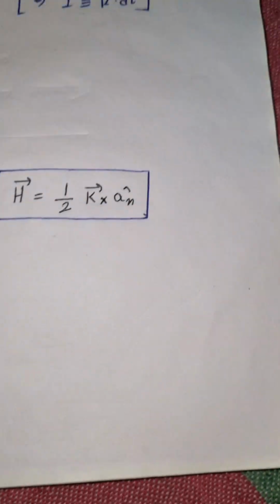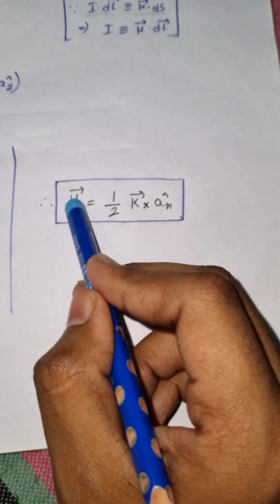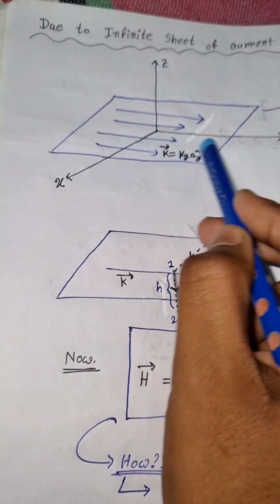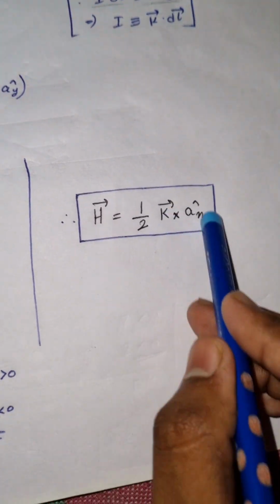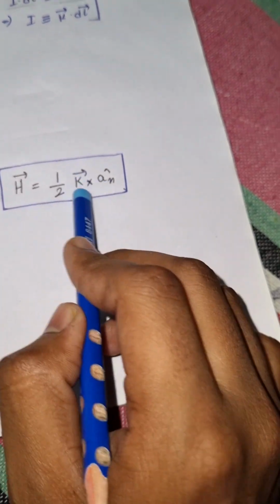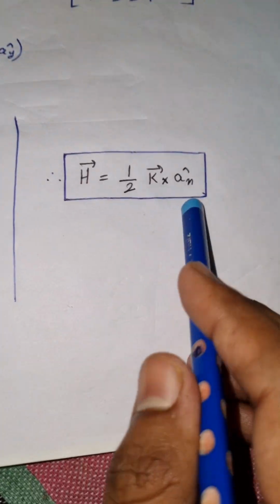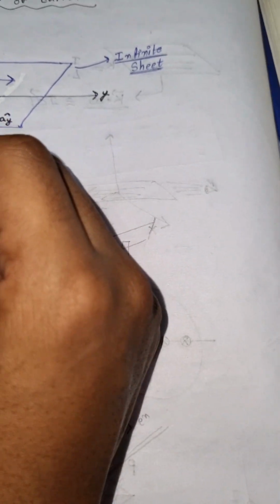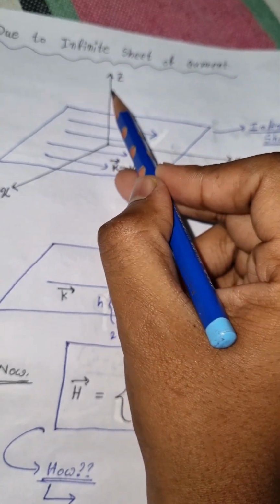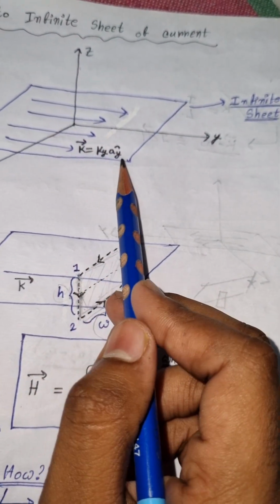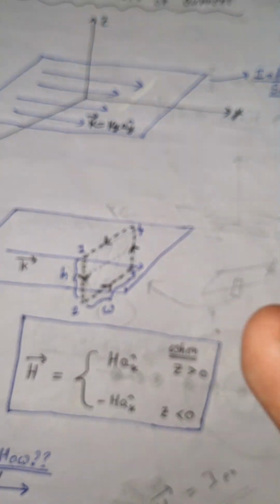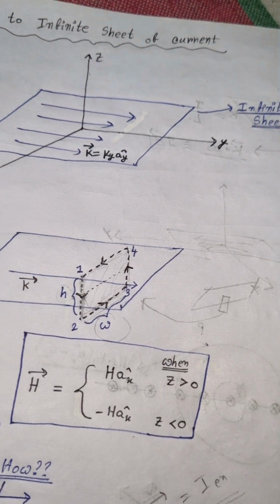So just like the previous one, we generalize it, saying that H vector is equal to half into K vector cross an cap. See, this was the K vector, so K vector cross product. This is not x, this is a cross product, cross with an cap. An cap is the perpendicular vector. So the value is Ky. If the point is at this position, what is K? Ky ay cap, and what is this ay cap, az cap? So Ky ay cap cross az cap, which is Ky ax cap, which is this one.